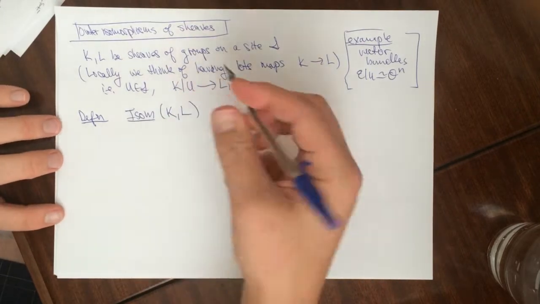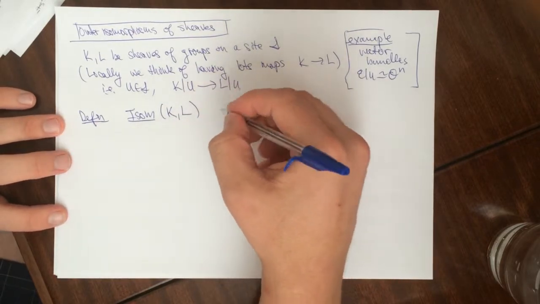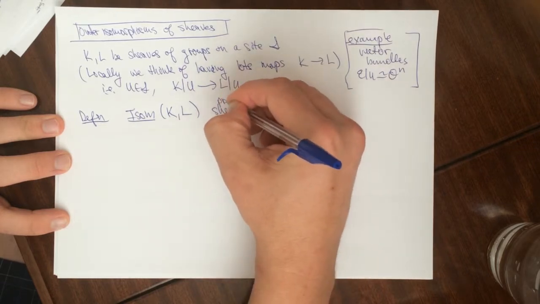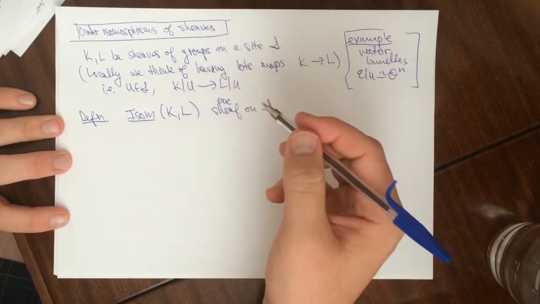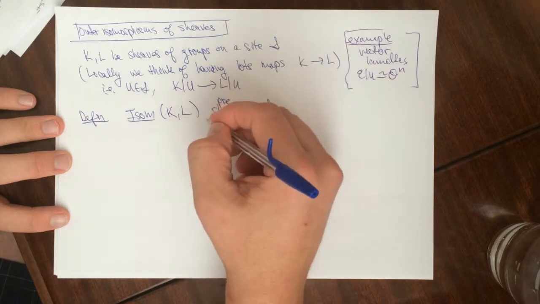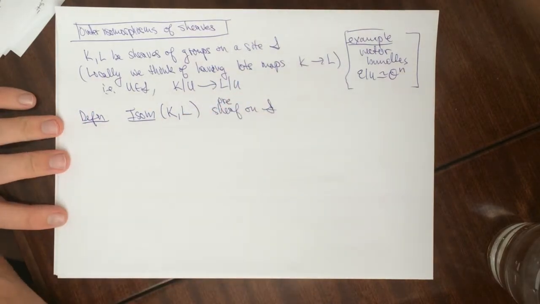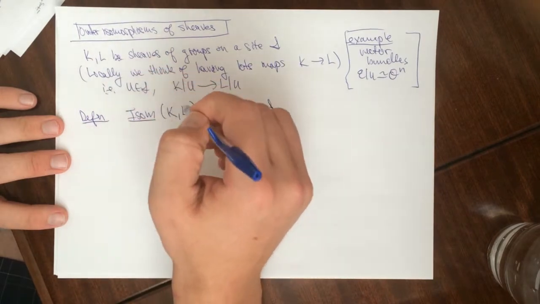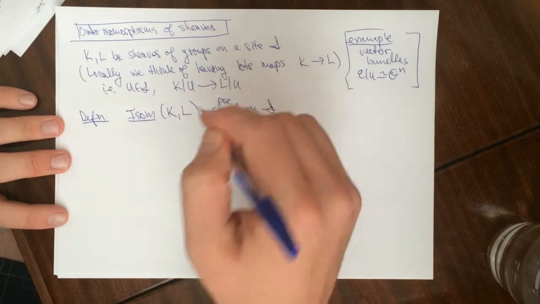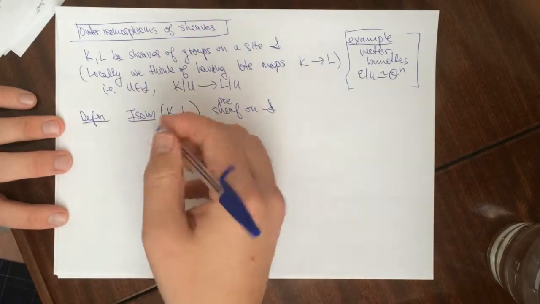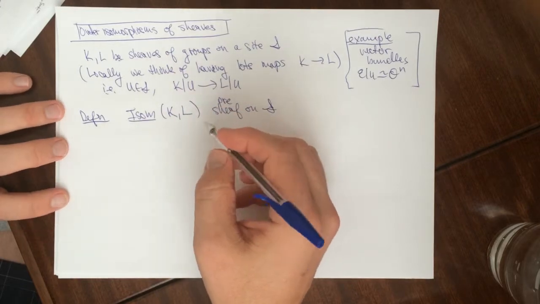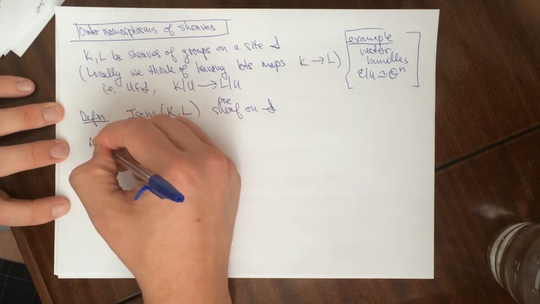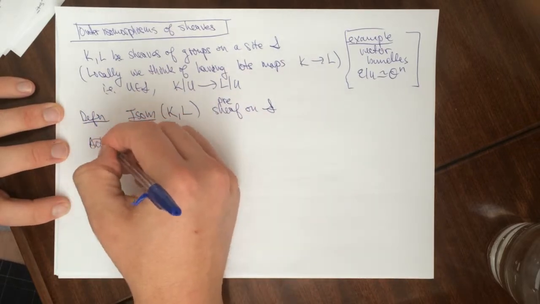So this is a sheaf on S, or a pre-sheaf. Is it a sheaf or a pre-sheaf? If these are sheaves, then I think this is a sheaf, but let's say pre-sheaf to be safe right now. Okay, so we have this, and there's an action, as we saw. So what does this thing do, by the way?